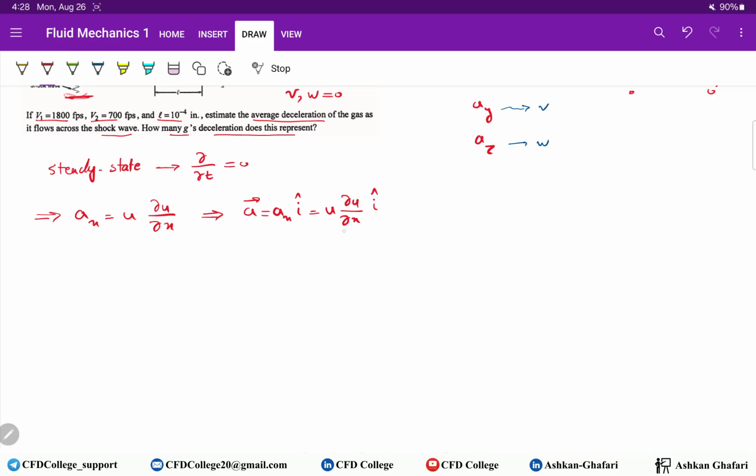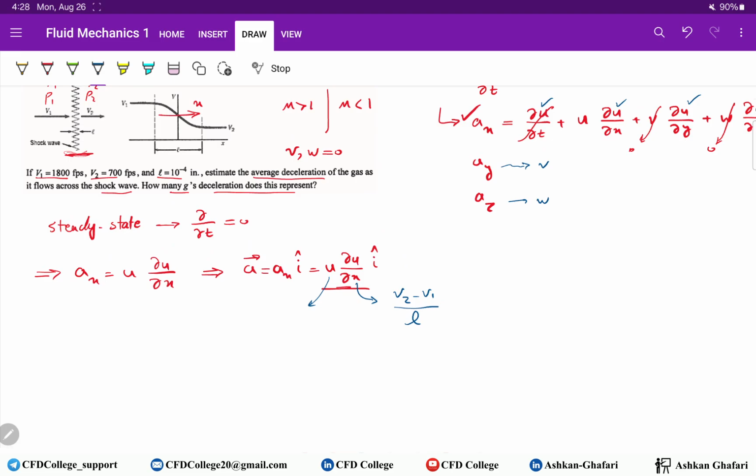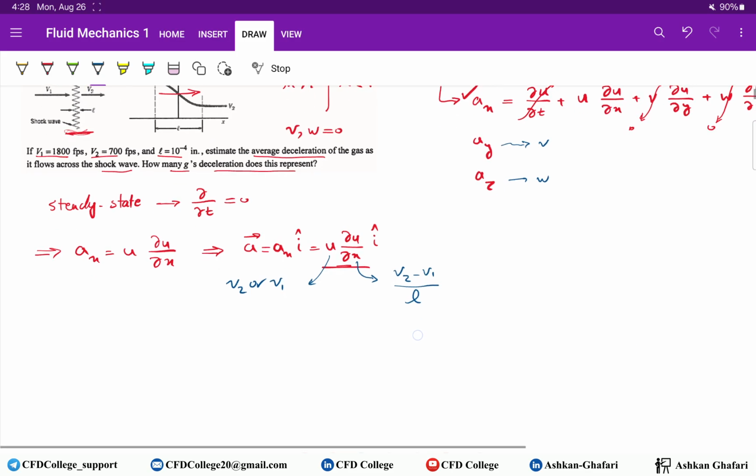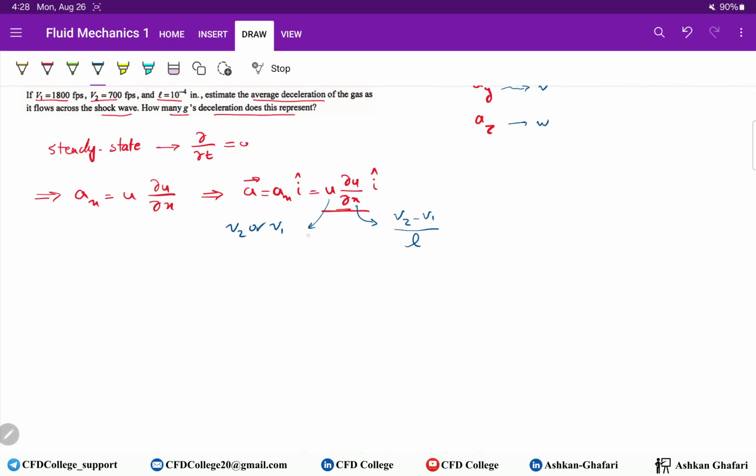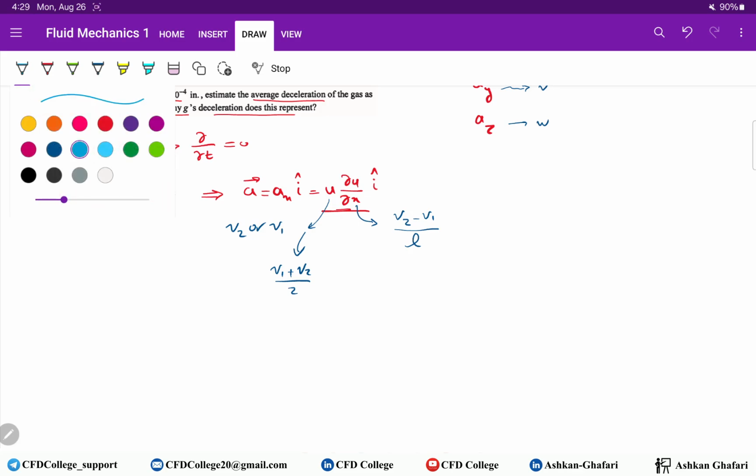Okay, so we need to find this value. We know the second term, delta u over delta x, which is v2 minus v1 over L. But we don't have anything for u. We can consider u as the v1 or v2. But I think you all agree that a better assumption is to consider u as an average value. So v1 plus v2 divided by 2. Now it's easy. You can find the value.